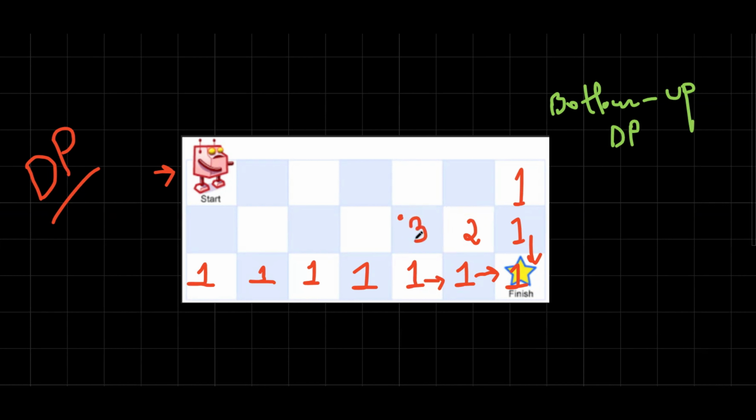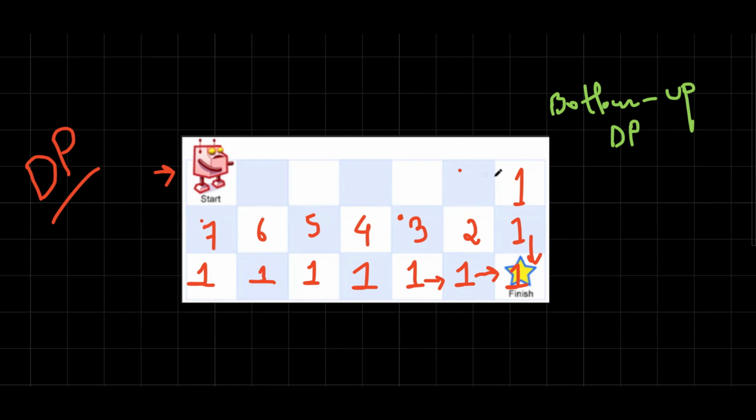That means there are 3 possible ways, or 3 unique ways, we can reach the final position from this cell. Now for this cell, the unique paths will be 3 plus 1, 4. And for this cell, the unique path will be 4 plus 1, 5. For this cell, the unique path will be 5 plus 1, 6. And for this cell, the unique path will be 6 plus 1, which is 7.